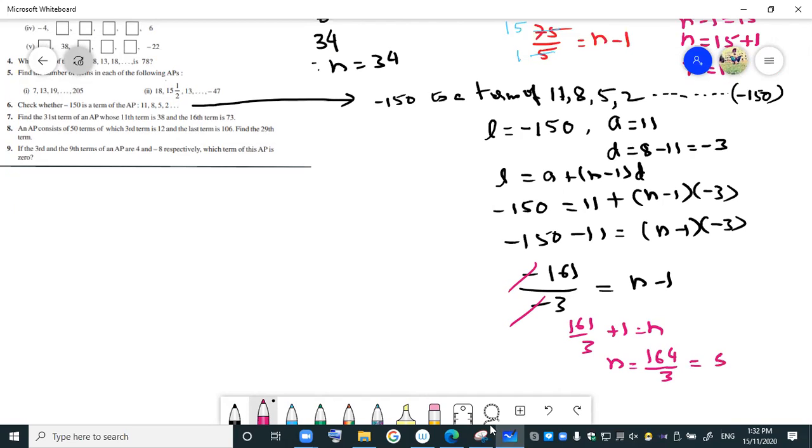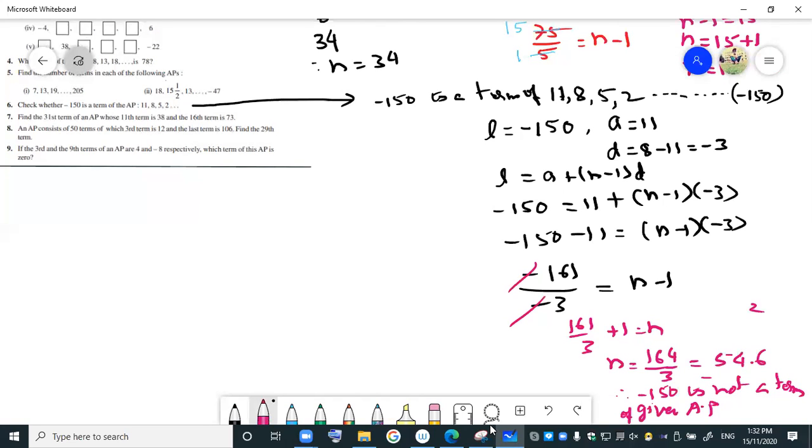3 fives are 15, carry 1. 3 fours are 12. So it is coming in decimal. Therefore, minus 150 is not a term of the given AP. Okay.